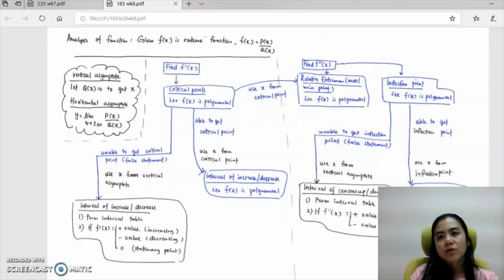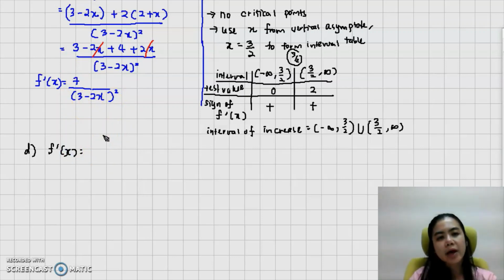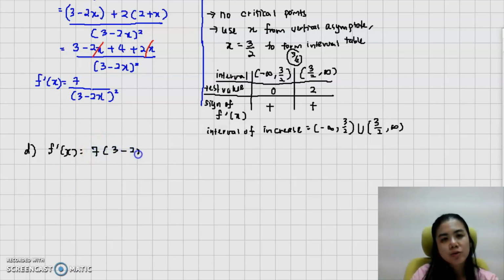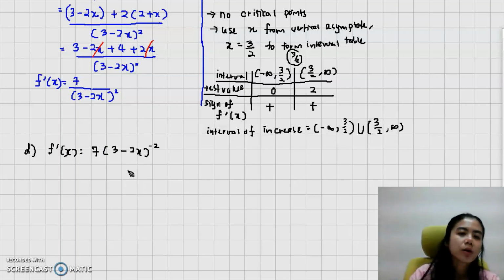Okay, so back to our question. We need to have the f double prime. Since you have your f prime equal to 7 over this denominator, you can use the quotient rule, but we have a quicker way to solve. That is just change it to 7 times 3 minus 2x to the power of minus 2. For this function you can use the chain rule directly instead of using the quotient rule. The quotient rule will also give you the same answer, but it is a longer way to solve. But the chain rule will give you a quicker answer.